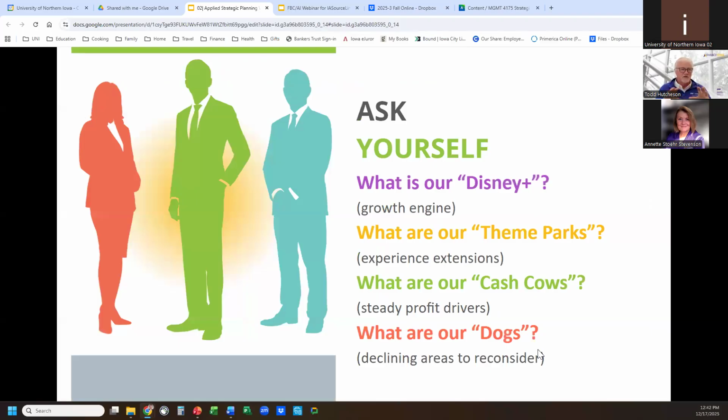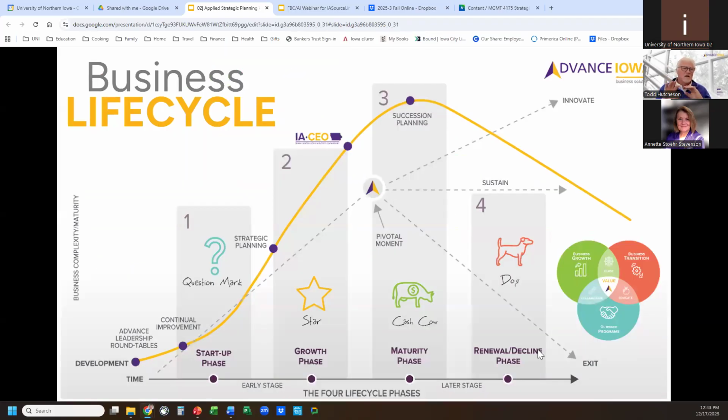So as an organization, you can pretend you're Disney if you'd like, and ask, what is our growth engine? What are our experience extensions? What are our steady profit drivers? And what are our declining areas that we want to consider? So again, we're able to look at strategically, how do I want to move my organization forward? Some of this falls along the business lifecycle curve. So, you do have startups, startup products, startup new markets that are in that question mark category. You do have stars that are in that growth phase.